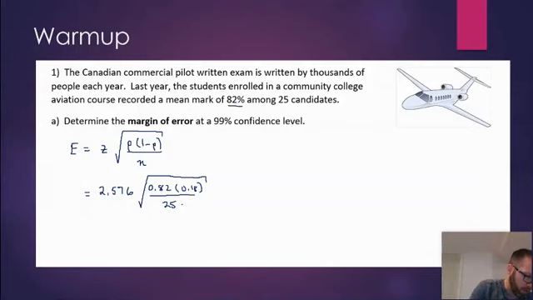So the square root of 0.82 times 0.18 divided by 25, times 2.576. To 3 decimal places, I got 0.198 or 19.8%. The margin of error is 19.8%. That's pretty big. That means that to be 99% sure of what the actual average is, we'd have to say, well, we'll go into part B.